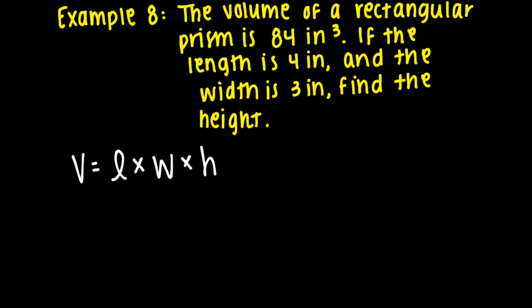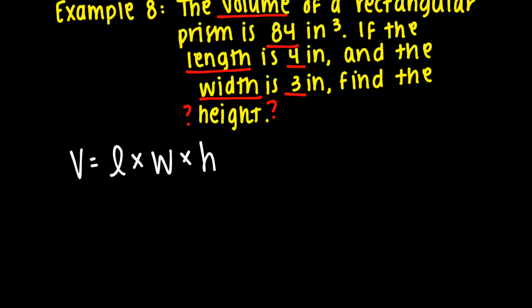So I'm going to underline everything I'm given in the word problem. The volume is 84, the length is 4, the width is 3, and I don't know what my height is. Now I can go to my formula and I can start filling stuff in. The volume is going to be replaced by 84. Our length is replaced by 4. The width is replaced by 3. And I don't know what my height is, so I'm going to keep it as h.